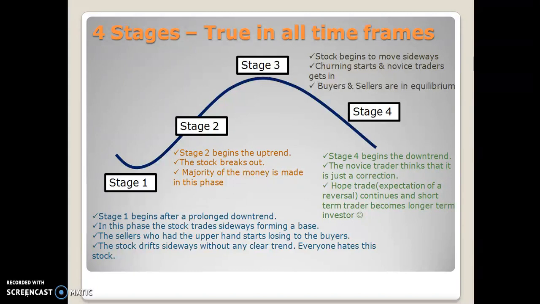And finally, we reach stage 4 of stock price movement. The downtrend in the counter begins. However, the novice traders think that this is just a correction. Hope trade continues and the loss piles up.